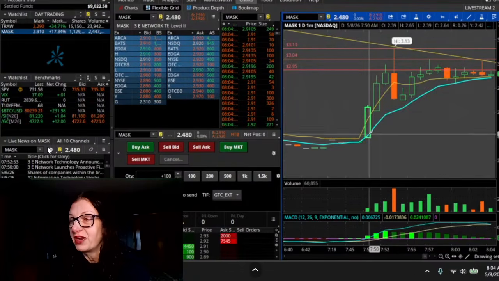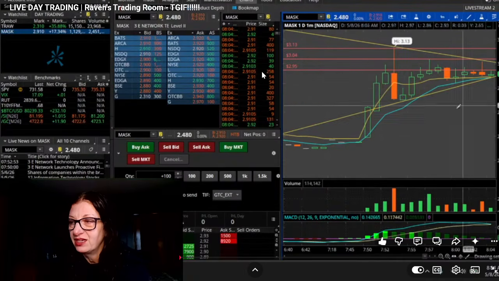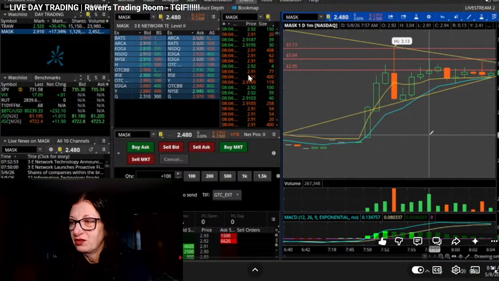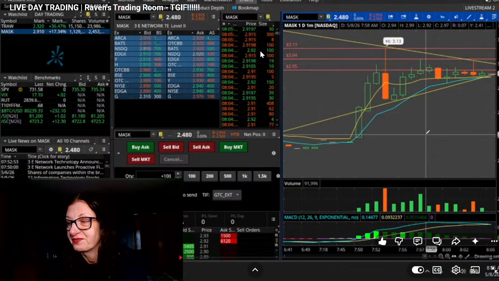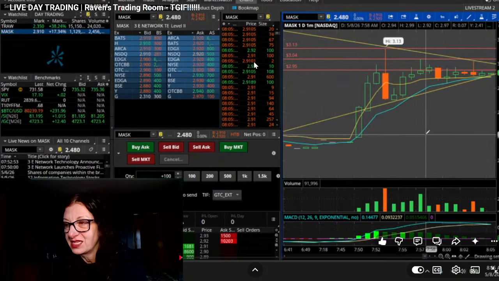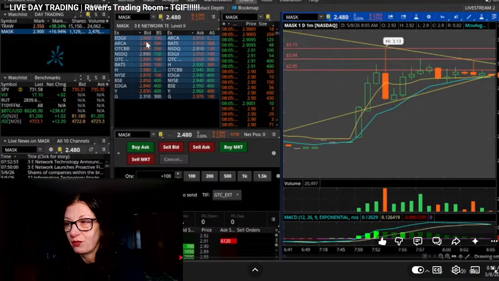Right now you can see there's a lot of red on the tape. There's a lot of selling at 291, a lot more selling at 291. So a lot of people are selling. 291 and a half, 291 and a half, 291. Lots of selling, 290. People are selling to buyers on the bid at 290.